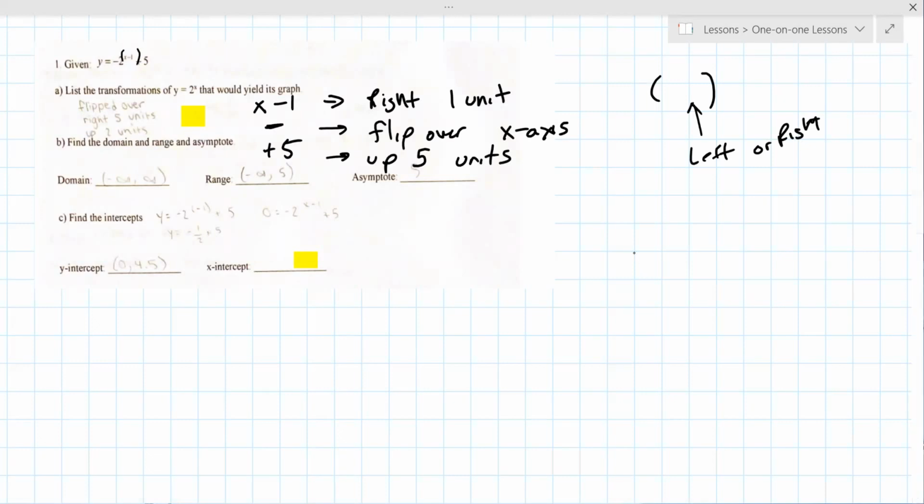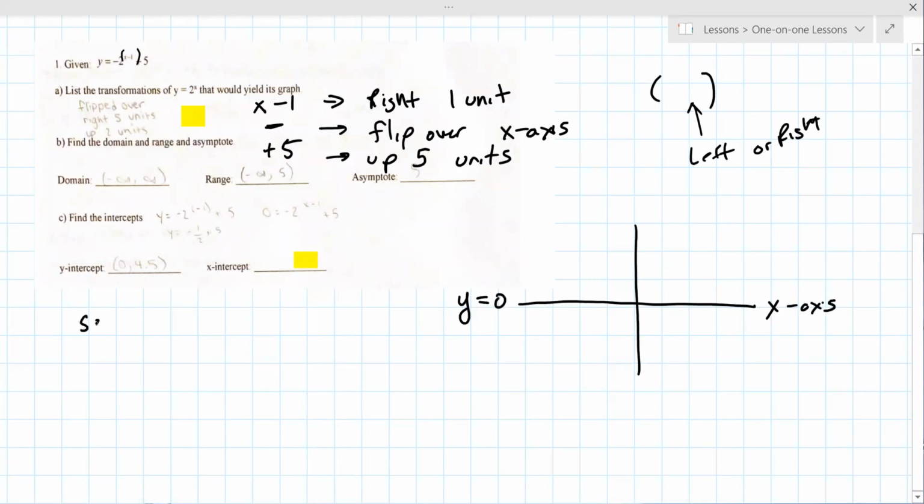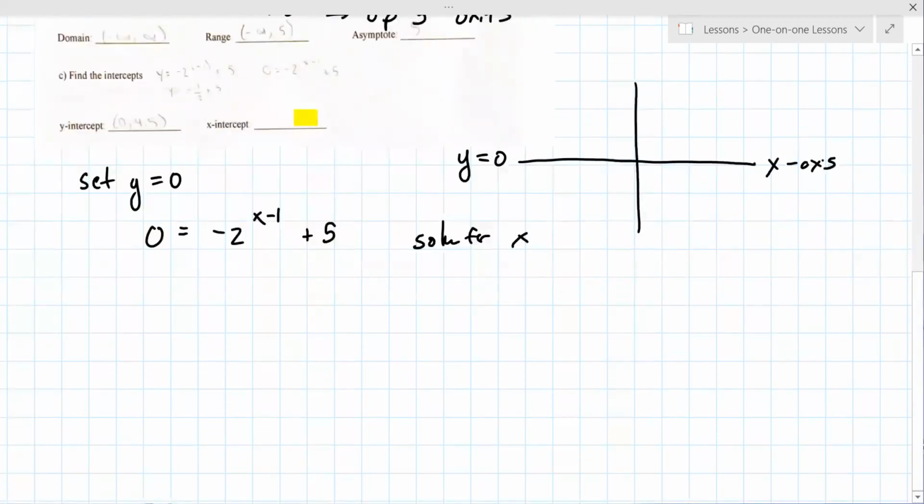The x-intercept is where it crosses the x-axis. The x-axis is the equation y equals 0. So you set y equal to 0: 0 equals negative 2 to the x minus 1 plus 5, and then you solve for x. So we can do that here. We're going to subtract 5 from both sides. So minus 5 equals negative 2 to the x minus 1. We can get rid of the negatives. 5 equals 2 to the x minus 1 power.